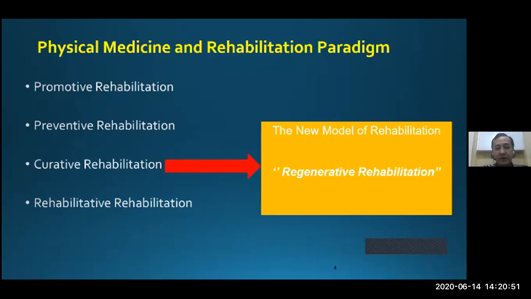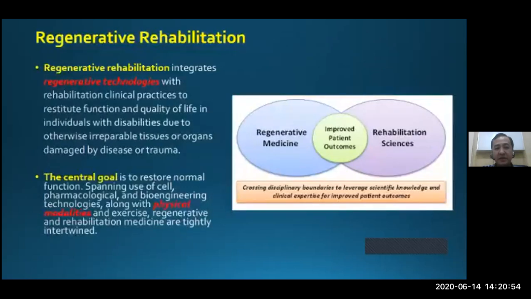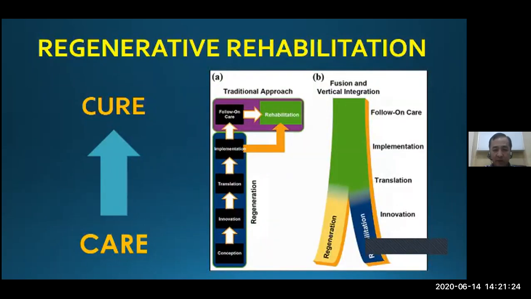Okay. So regenerative rehabilitation is actually an integration of rehabilitation science, rehabilitation technology, and regenerative medicine to improve patient outcomes. The central goal is to restore normal function, spanning the use of cell, pharmacological, and bioengineering technology, along with physical modalities and exercise. And this is the new paradigm of rehabilitation: we start from care and then go to cure. This is the regenerative rehabilitation concept.